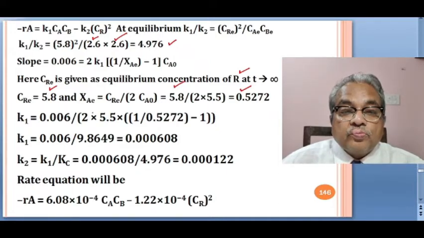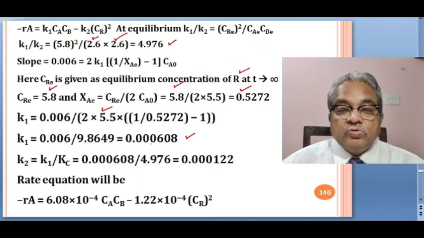2 into Ca0 is 5.5 into bracket 1 by Xae minus 1. Xae is 0.5272, so 1 by 0.5272 minus 1. If you substitute all these values and calculate, you get the value of K1 as 0.000608.